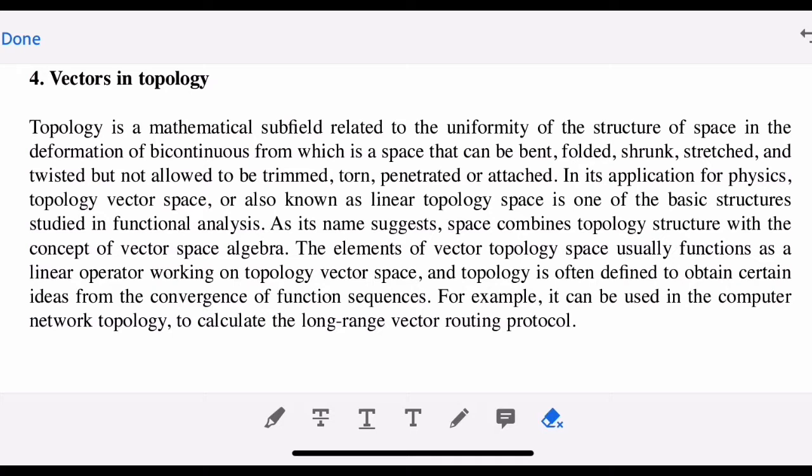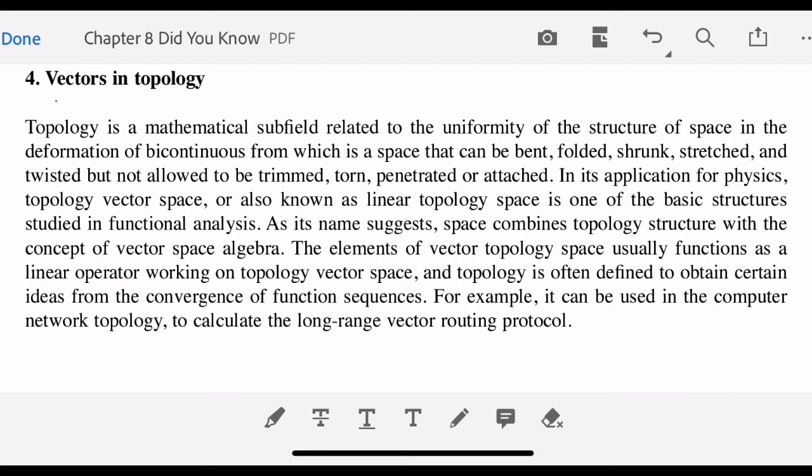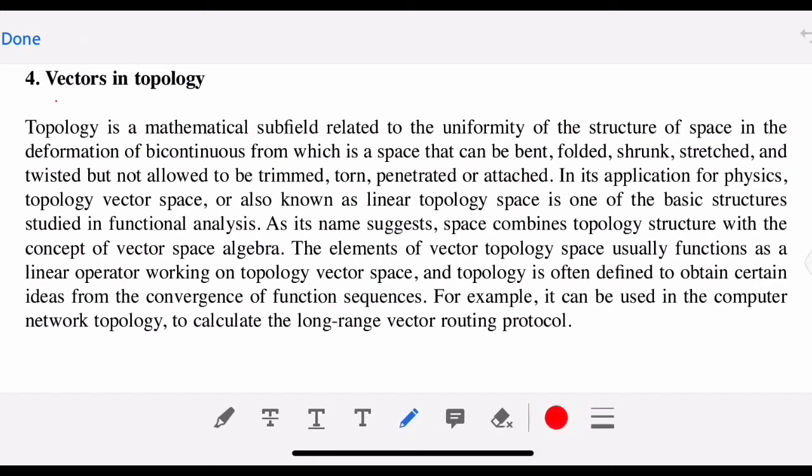Now let's see vectors in topology. Topology is a mathematical subfield related to the uniformity of the structure of space in the deformation of bicontinuous, from which is a space that can be bent, fold, shrunk, stretched, and twist, but not allowed to be trimmed, torn, penetrate, or attached.